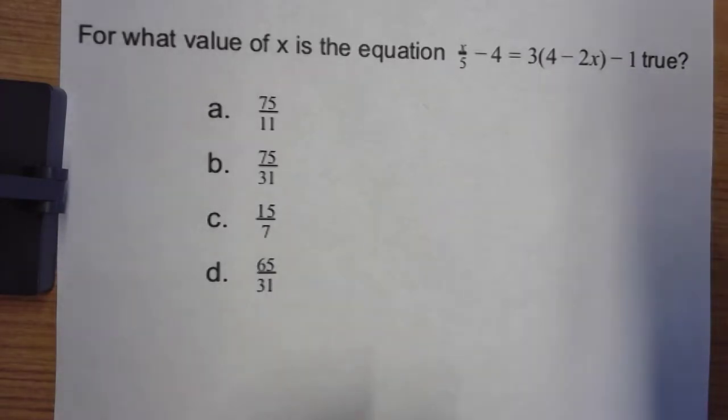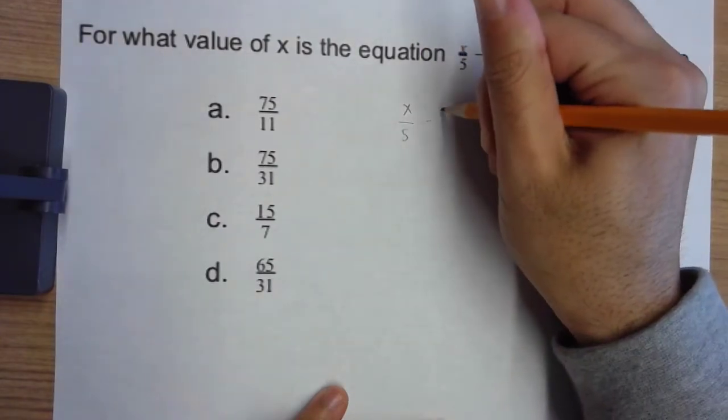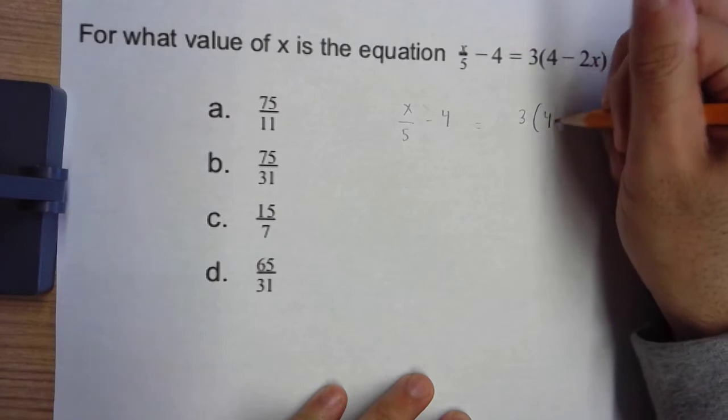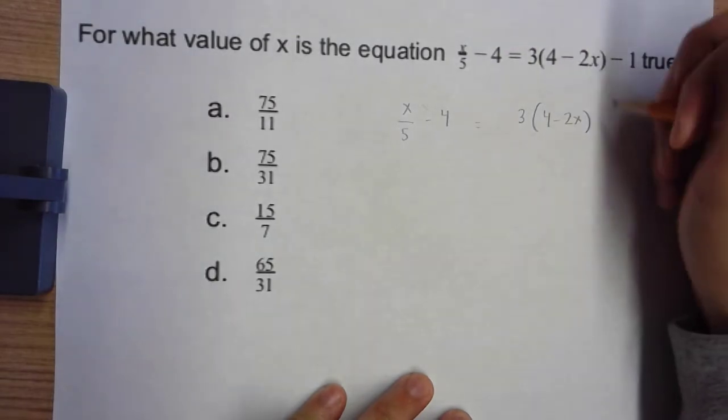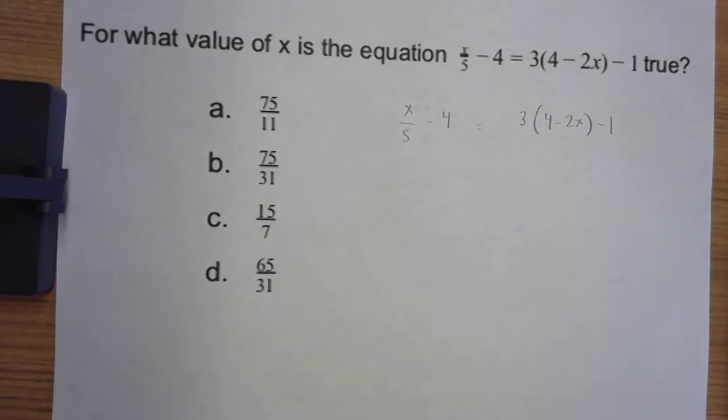So we have two sides of the equation. We have x over 5 minus 4 is equal to 3 open parentheses 4 minus 2x close parentheses minus 1. We're trying to find out what x is equal to. Now, this is a little interesting because this is the first time that we see a variable on both sides of the equation, but it doesn't change much because the goal is still the same. We need to find out what x is by itself. We need to do some inverse operations to get there.